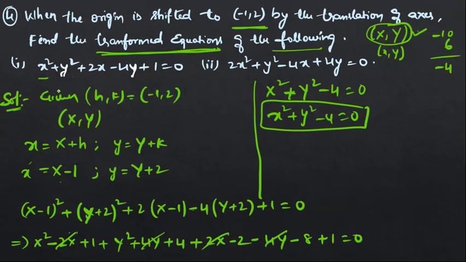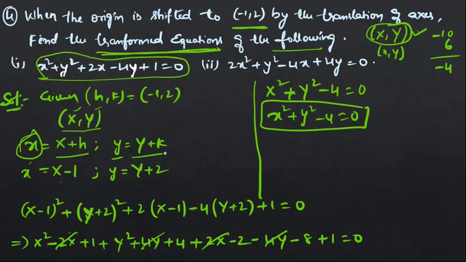So for that, first we should write what is given here. So given point, h comma k is given, origin is shifted to minus 1 comma 2. So that one I am writing, and we need to find the given equation in capital X comma capital Y, right? So we should write what is given. So the given equation is in small x and small y. So we need to find the values of small x and small y. So what is the value of small x here? Small x is equal to capital X plus h and small y equal to capital Y plus k.